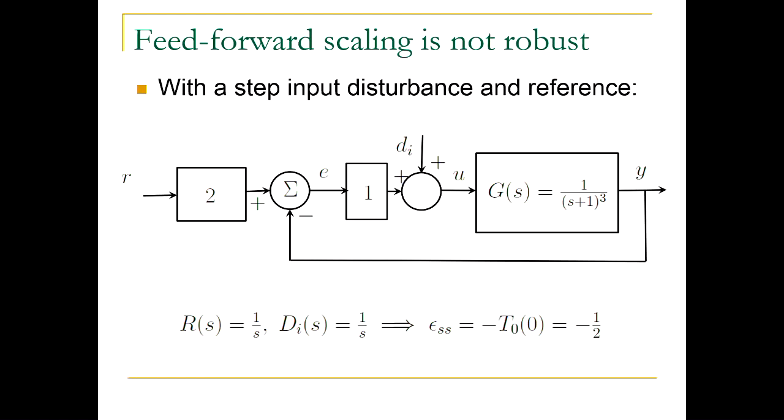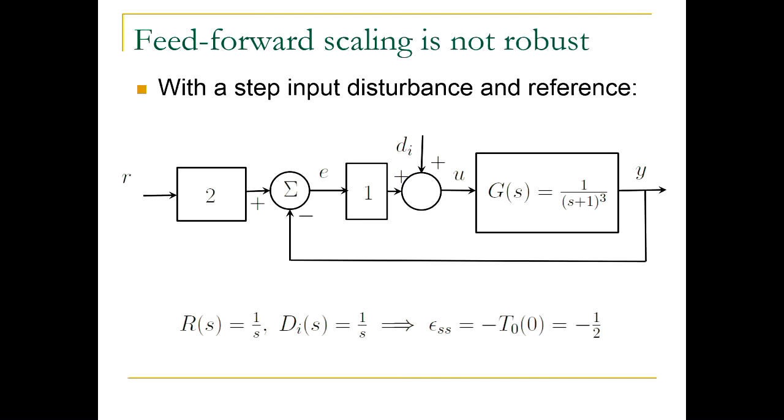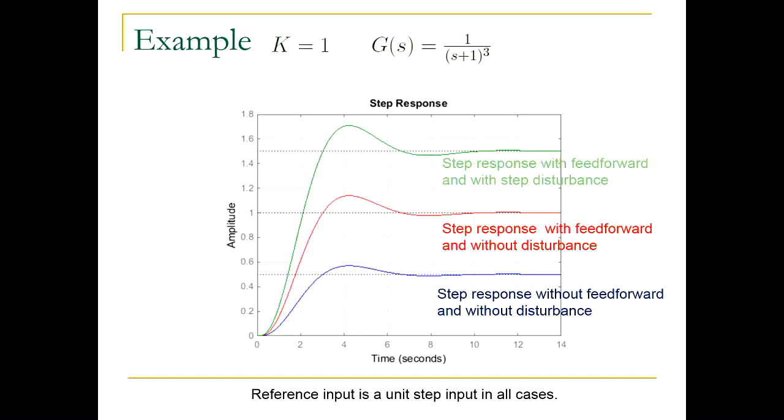So reference is a step input, disturbance is a step input, steady state error then becomes non-zero. So how does this look in simulations? Well, if I consider step response without feed forward and without disturbance, this blue line is the step response for the original setup. So there is no feed forward and there is no disturbance. That's the blue curve. Let's look at the steady state error from simulations.